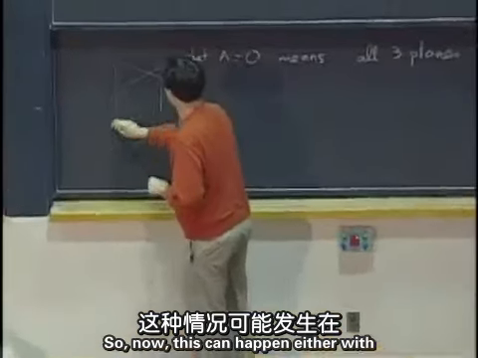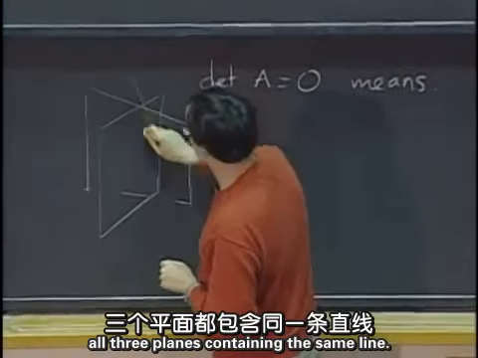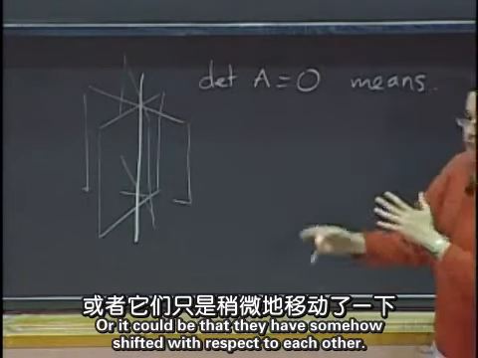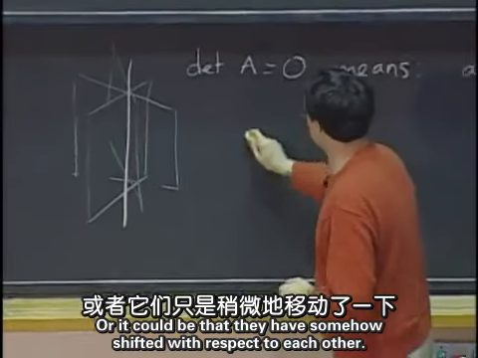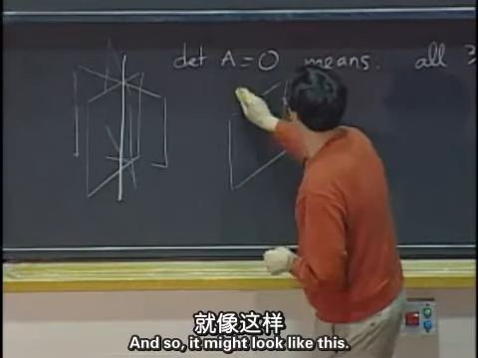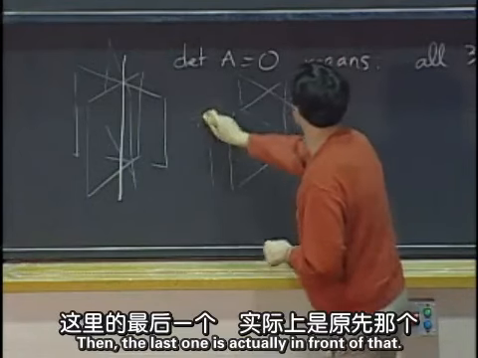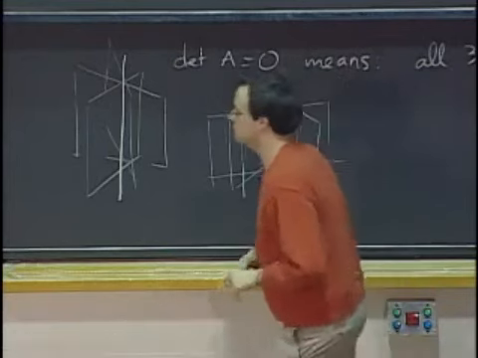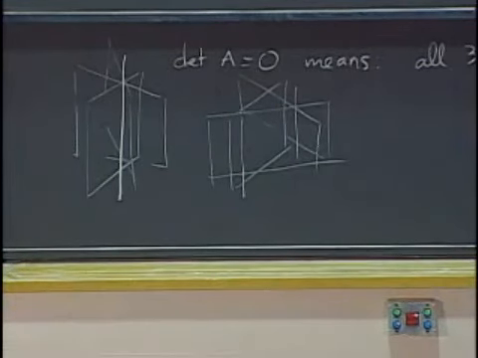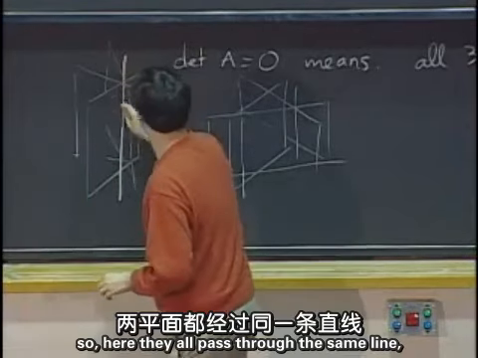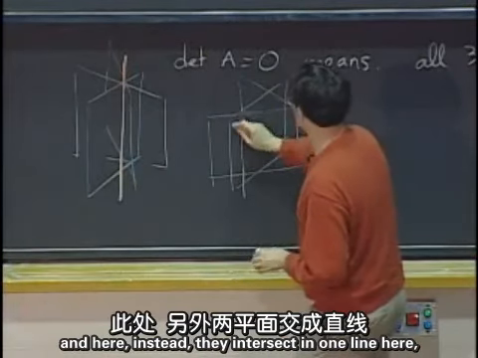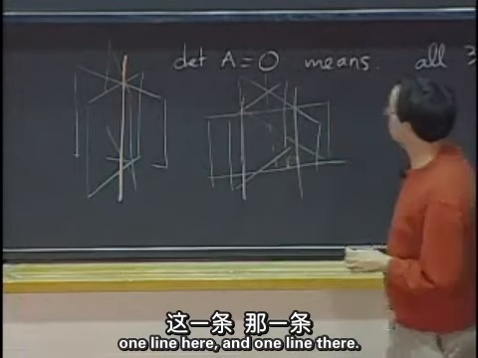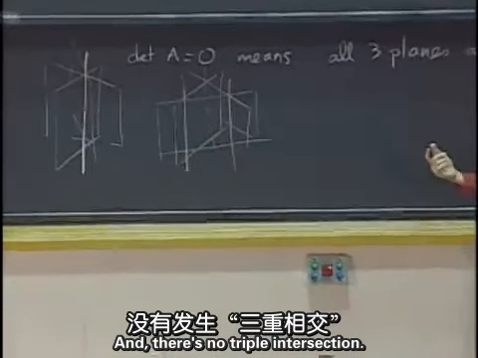Now, this can happen either with all three planes containing the same line. They can all pass through the same axis. Or it could be that they're somehow shifted with respect to each other. And so it might look like this, and then the last one is actually in front of that. So see the lines of intersection between two of the planes. Here they all pass through the same line, and here instead they intersect in one line here, one line here, one line there, and there's no triple intersection.